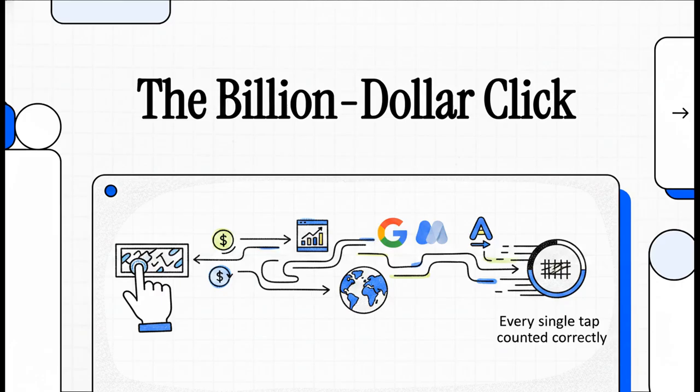In this explainer, we're looking at the invisible infrastructure that acts as the currency pipeline for a massive, multi-billion-dollar industry. But think about it. How do platforms like Google, Meta, and Amazon actually ensure that every single tap is counted correctly when the stakes are just this high?